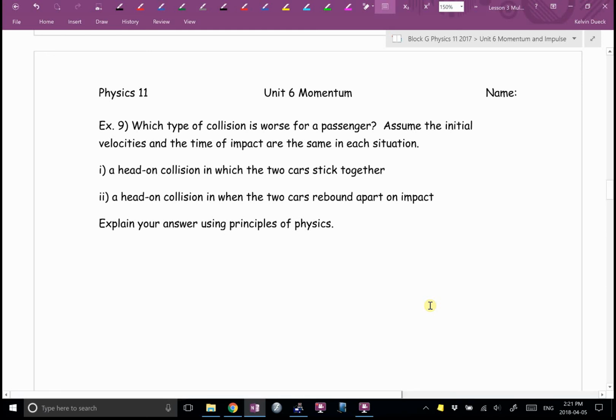Once again, we get to vote. Once again, how you hold your hand up is how sure you are of the answer. There's only 2 options, so I fully expect to see everybody voting option 1 or option 2. Who says head-on collisions where they come to a stop? That's clearly way worse, Mr. Duick. The first one, 1. Who says the second one?